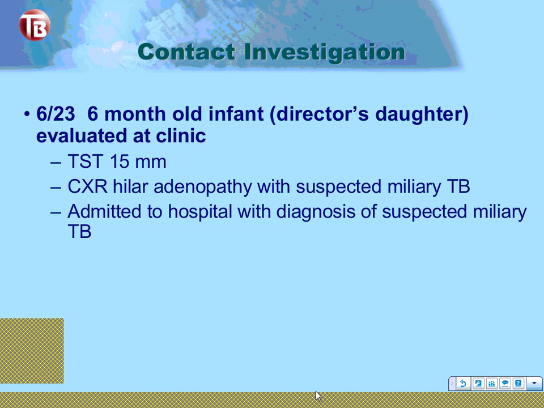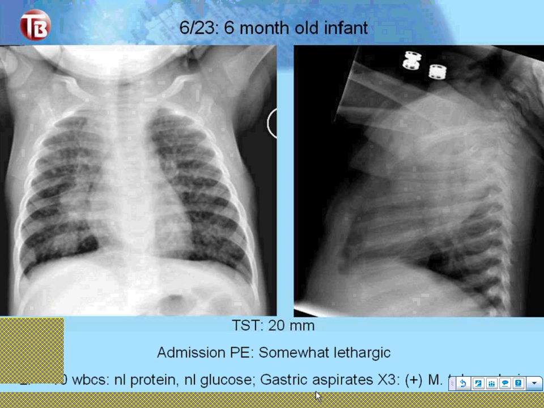The 6-month-old infant, who was the director's daughter, was immediately evaluated at the clinic. Her skin test was 15 millimeters. Her chest X-ray was found to be abnormal, with mediastinal and hilar adenopathy and changes in her lungs that were suggestive of miliary tuberculosis or disseminated tuberculosis, and she was then admitted to the hospital for that diagnosis.